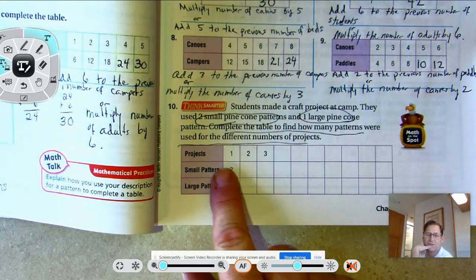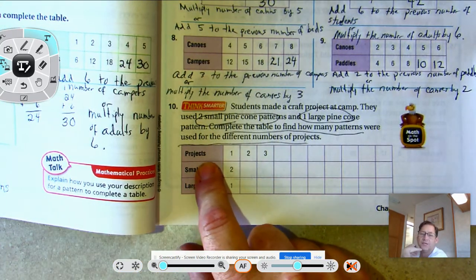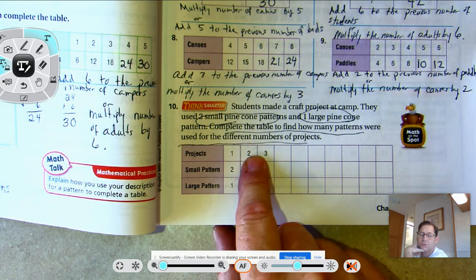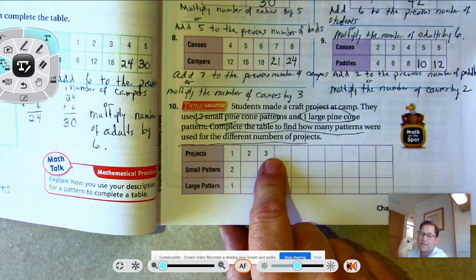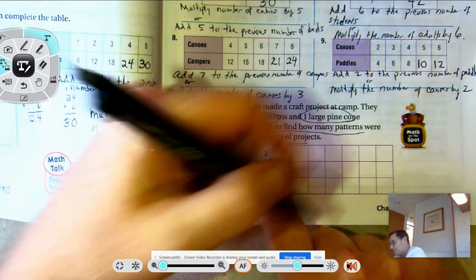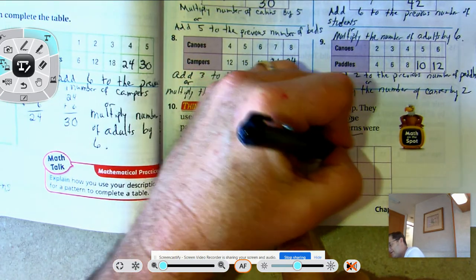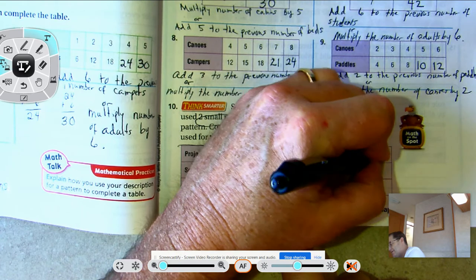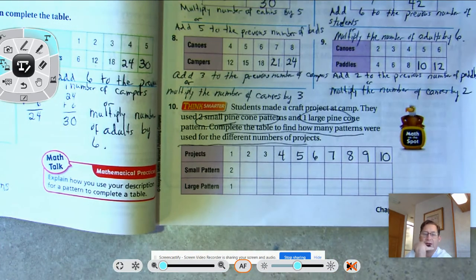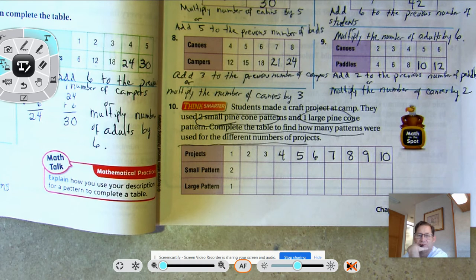So let's start with the projects. What's happening with the projects? 1, 2, 3. It's just counting by 1, right? So let's finish that. 4 projects, 5, 6, 7, 8, 9, 10. All right. So we have 10 projects. And every project is going to have 2 small pine cone patterns.